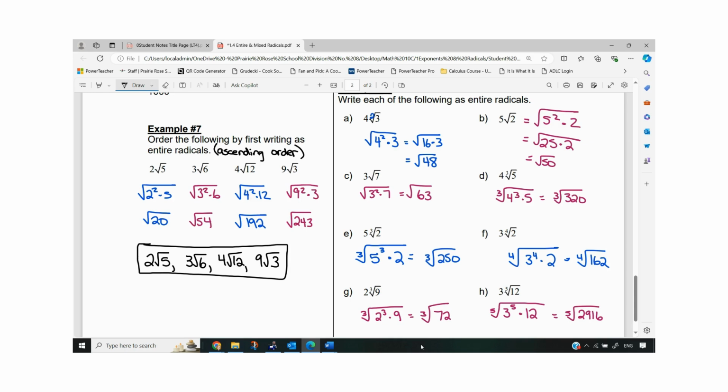As it turns out, in this particular example, the expressions were already ordered from least to greatest, but when you were converting, you should have had 2 root 5 giving you root 20, 3 root 6 giving you root 54, 4 root 12 giving you root 192, and 9 root 3 giving you root 243. So when you have radicals that all have the same index and you're being asked to order them, you can convert everything to an entire radical, and then it's really easy to see which is your lowest and which is your highest.